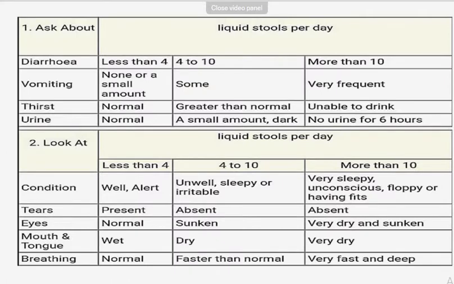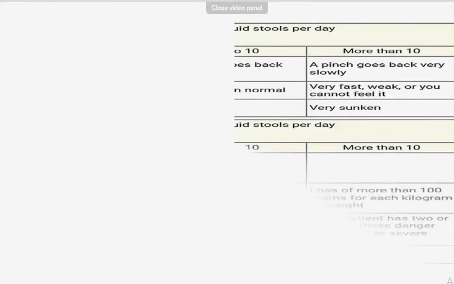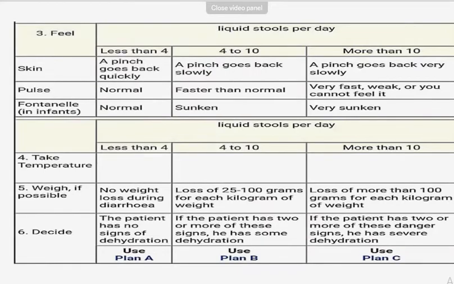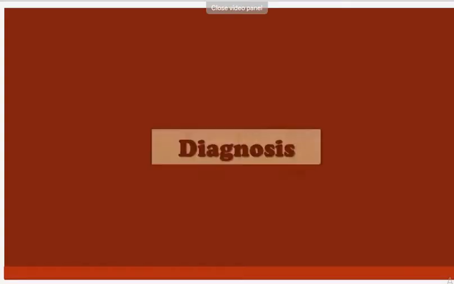This table and the other will show the questions we should ask about, and in examination what we should look at and what we should feel. Then we will decide which plan of management we will depend on according to the level of the dehydration. So this lecture is very important to be linked with the lecture of dehydration and fluid therapy, because in that lecture we talk about the dehydration itself, and we said at that time the main cause is the GI loss. So when we say GI loss, we mean the diarrhea. So it's better to link it with the information there.